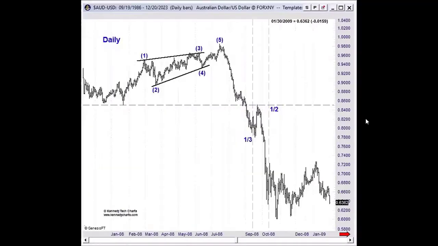Okay, so now let's move on and take a look at some timing techniques. Okay, now remember, this is a guideline, it's not a rule.